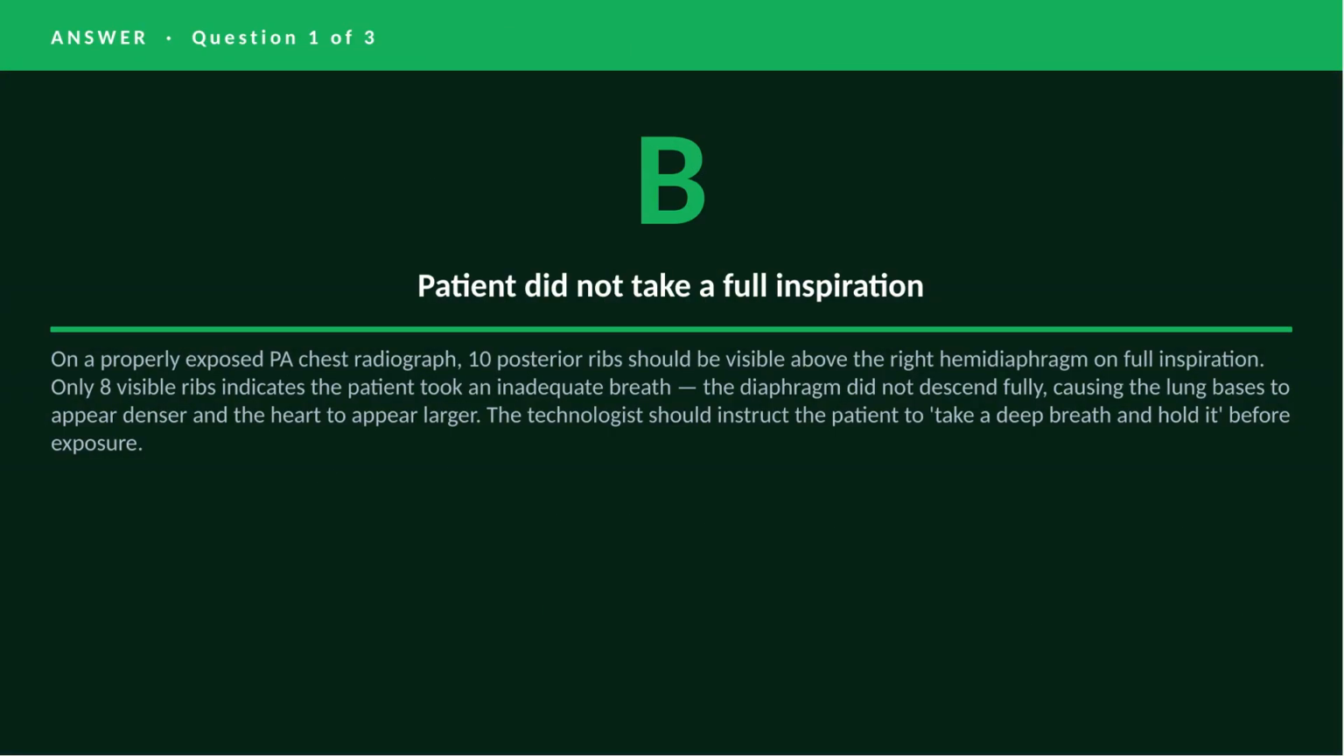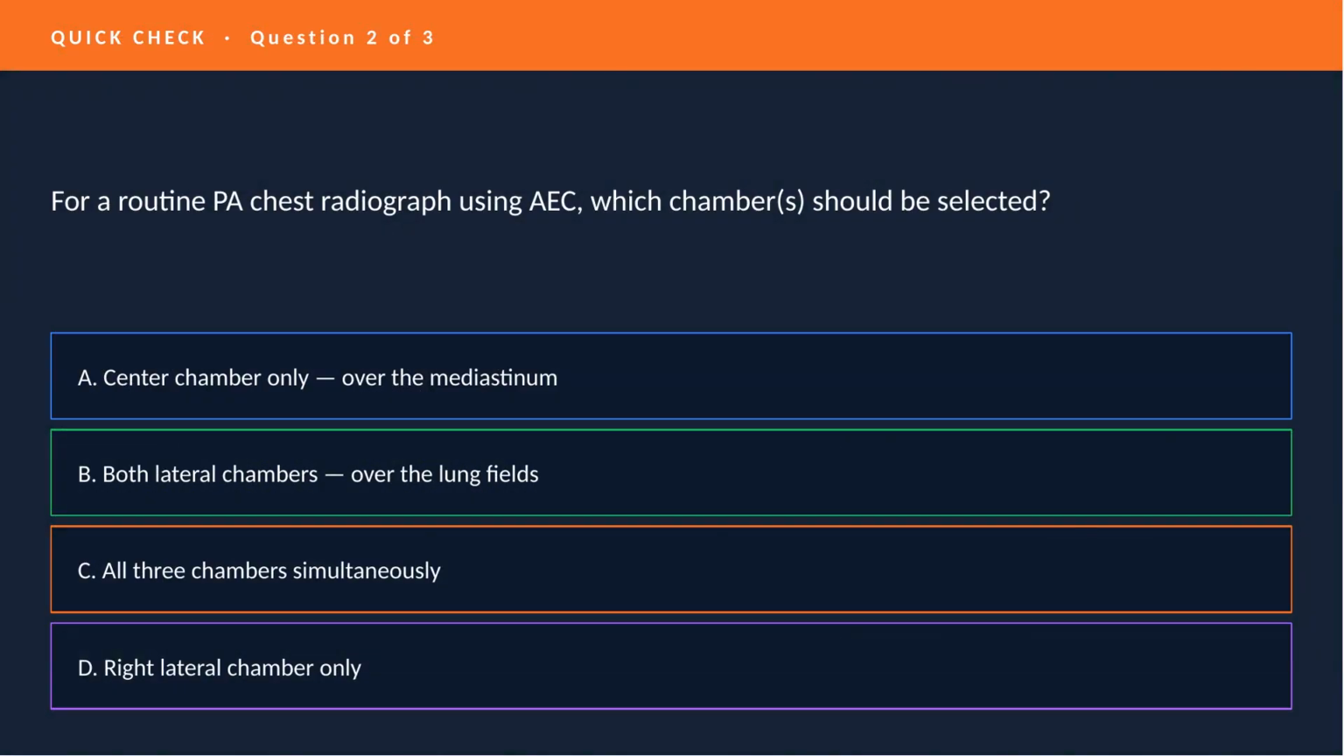The answer is B. The patient did not take a full inspiration. 10 posterior ribs above the right hemidiaphragm is the standard for a full inspiration chest radiograph. Only 8 visible ribs means the diaphragm did not descend fully. The patient took an inadequate breath. The lung bases appear denser. The cardiac silhouette appears larger, and mediastinum appears wider than it truly is. Instruct the patient to take a full, deep breath and hold it before pressing the exposure button.